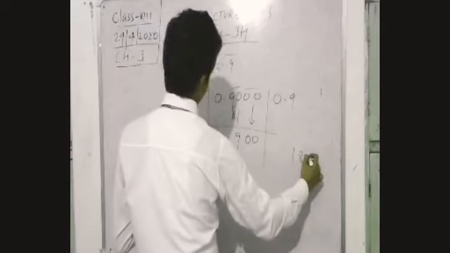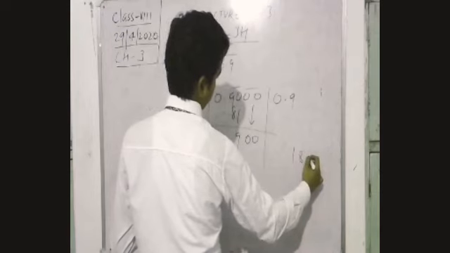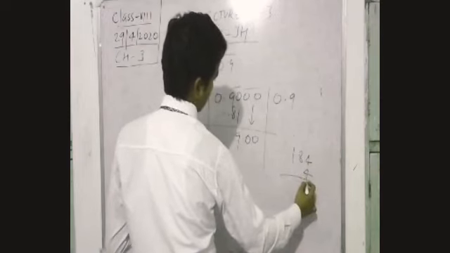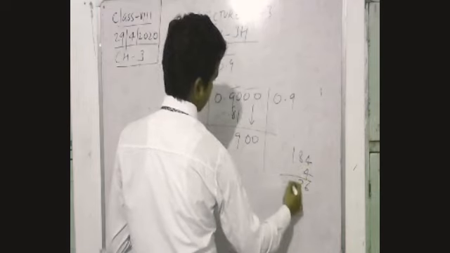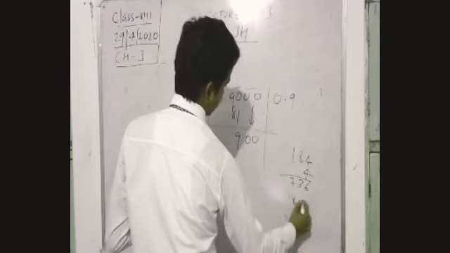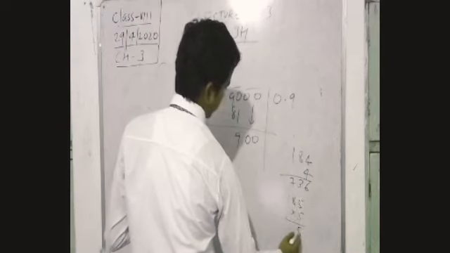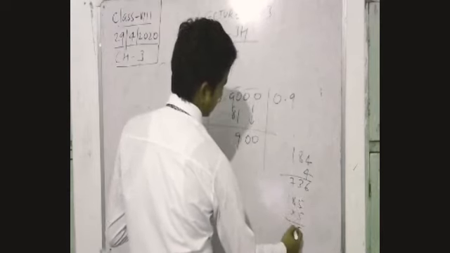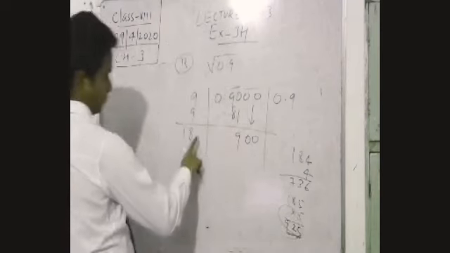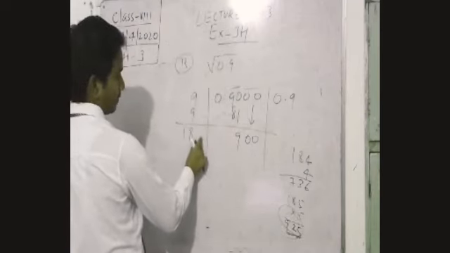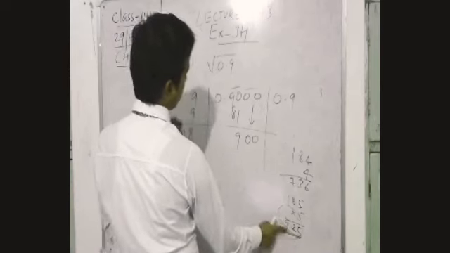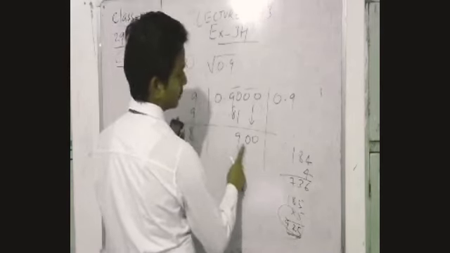Now I think 4 times 18. 4 times 4 is 16, 4 8s are 32, 33. 180 for 5 times: if we do 185 into 5, what will happen? 5 5s are 25, 5 8s are 40, we are getting 925. 925 is greater than 900, so we will not take it.